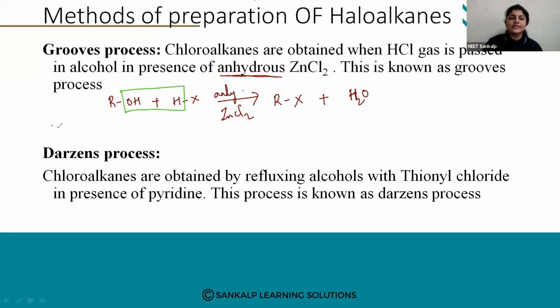Now if I take an example, any alcohol, I'll take ethyl alcohol. Ethyl alcohol is C2H5OH, plus I'll take HCl, hydrogen chloride, hydrochloric acid gas, in the presence of anhydrous ZnCl2. What is the product obtained? Can anyone tell me?